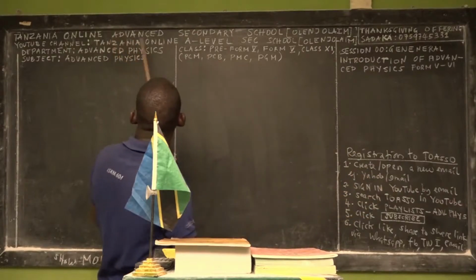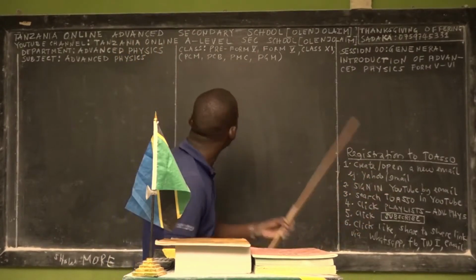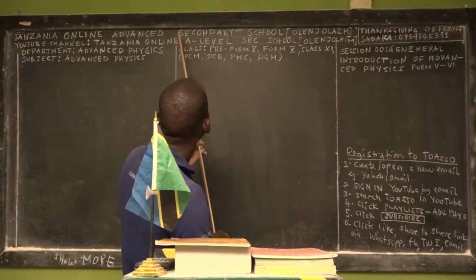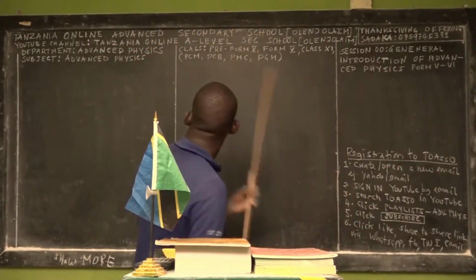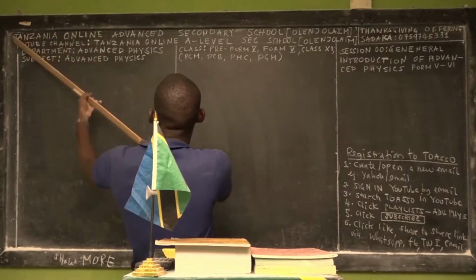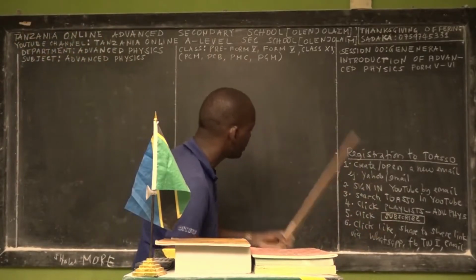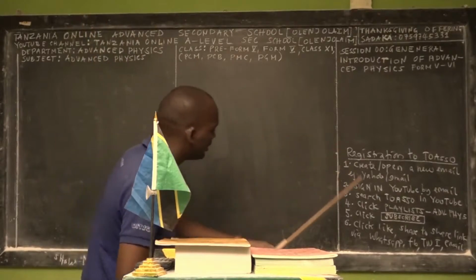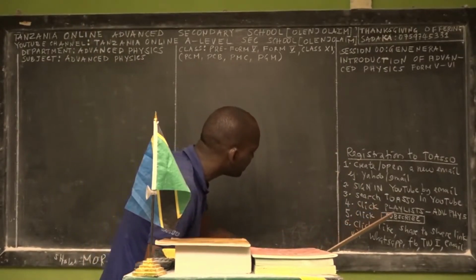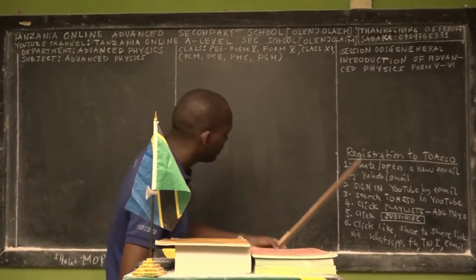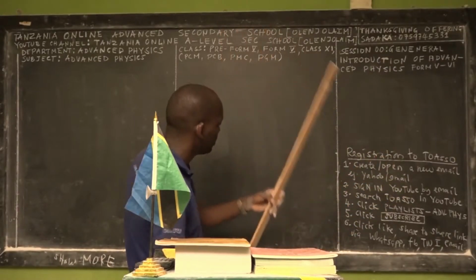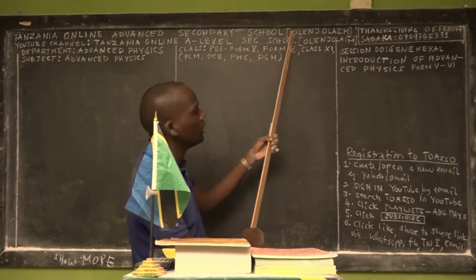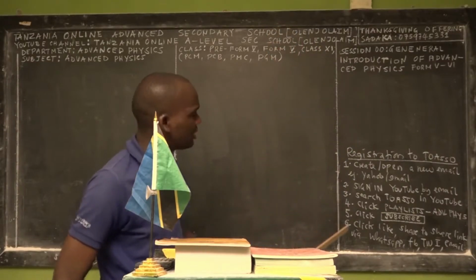standing for online. Then A is standing for A-level advanced secondary. So it means that T is standing for Tanzania. Then O stands for online. Then we have what again? A is standing for advanced. S is standing for secondary. The second S is standing for school. And the O is standing for OLENJOLAI. Wonderful. So this is the abbreviation.